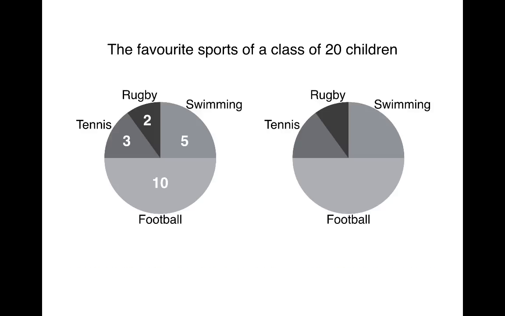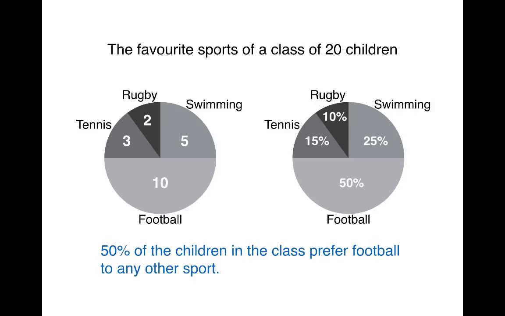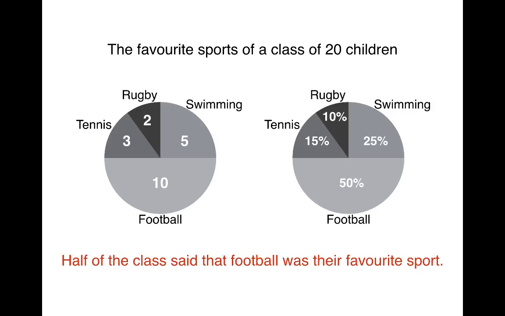Instead of numbers, the pie chart could show percentages like this. And then we could write 50% of the children in the class prefer football to any other sport, or half of the class said that football was their favourite sport.